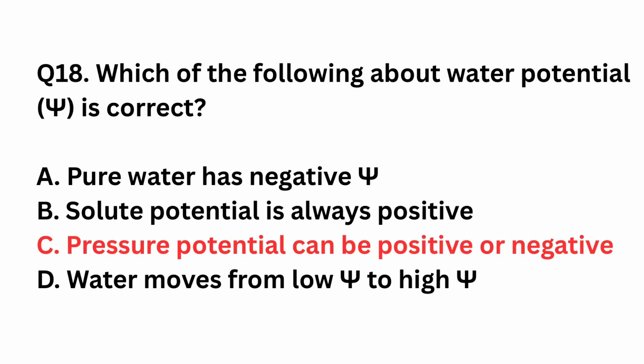Pressure potential can be positive or negative. Pressure potential may be positive, that is turgor, or negative, that is tension. Water always moves from higher water potential to lower water potential.